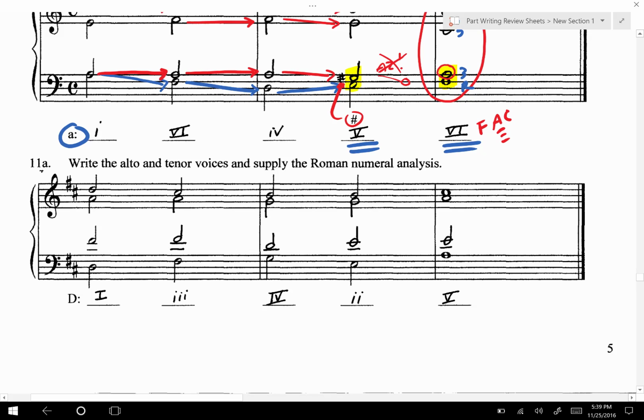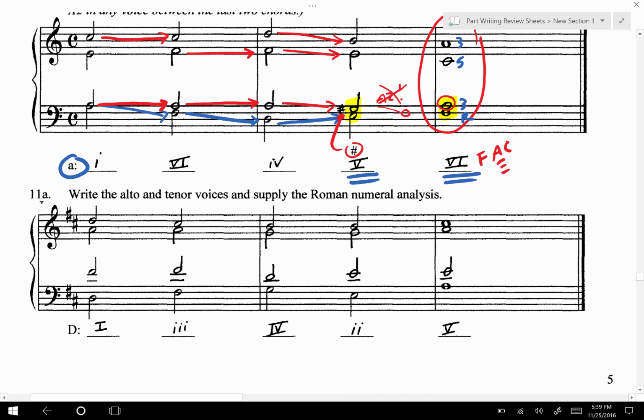In 11a, write the alto and tenor voices and supply the Roman numeral analysis. I'm in the key of D major. First things first, identify the triads. Then provide the Roman numerals. I'm going from the 1 chord to the 3 chord, so my bass is moving by a motion of a third.